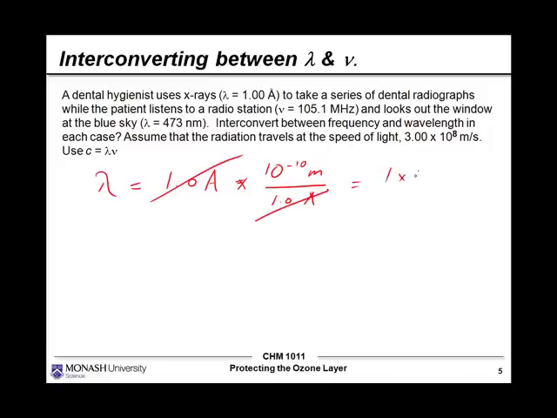and we get the wavelength in meters. The question is asking us to convert this to a frequency. We rearrange the wave equation so that nu equals c divided by lambda, the speed of light divided by the wavelength. c is constant, three times 10 to the power of 8 meters per second.